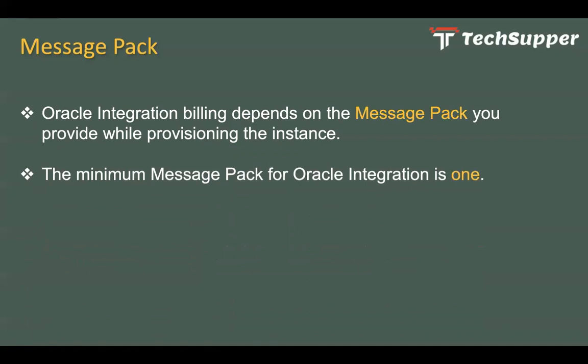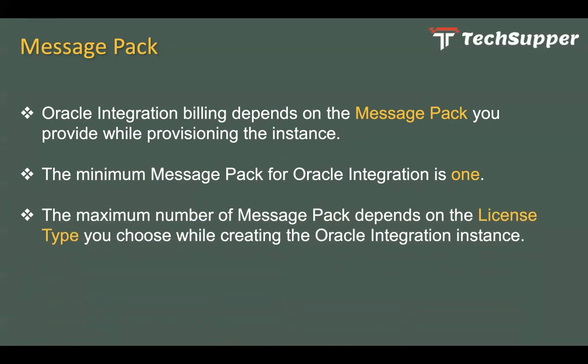The minimum message pack for Oracle Integration is one. At least one message pack you need to give when you create the instance. The maximum number of message packs depends on the license type. When you create the Oracle Integration instance, you also need to choose the license type. Oracle gives you the flexibility to choose the licenses, and I will talk about the licenses also. Depending on the license type, you can provide the maximum number of message packs.